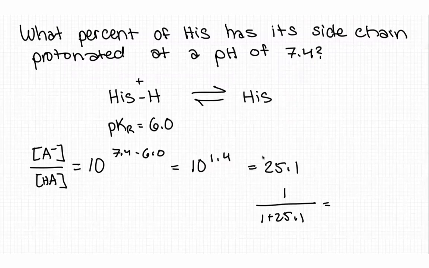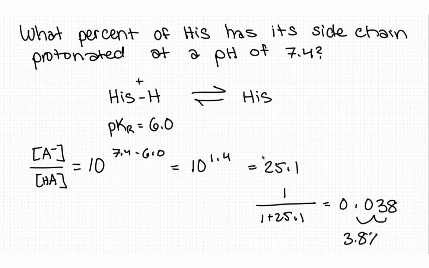And if we do this, 1 divided by 26.1, we get an answer of 0.038. So what is this telling us? Well, our fraction is 0.038, and we can easily figure out the percentages by just multiplying by 100, and we get 3.8% of it is going to be protonated at this pH.